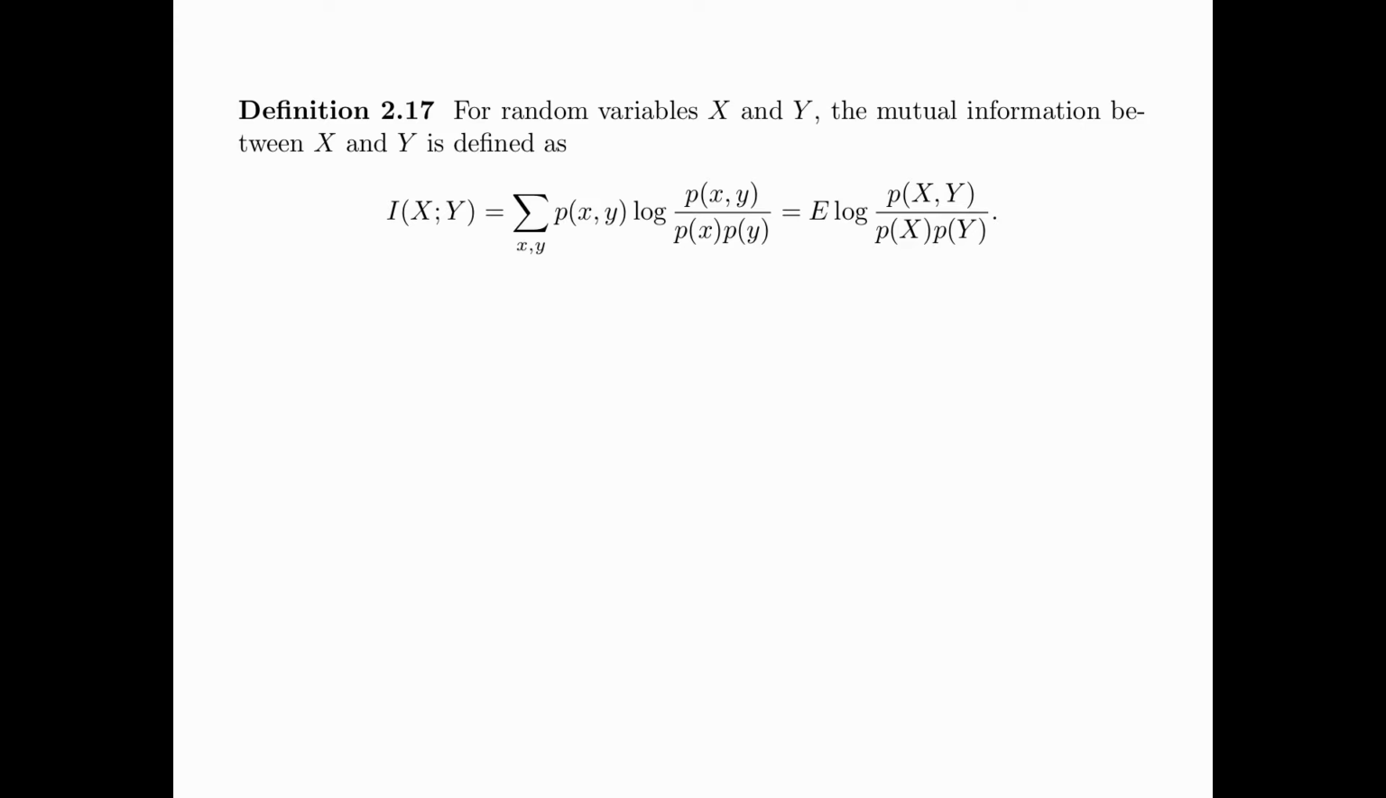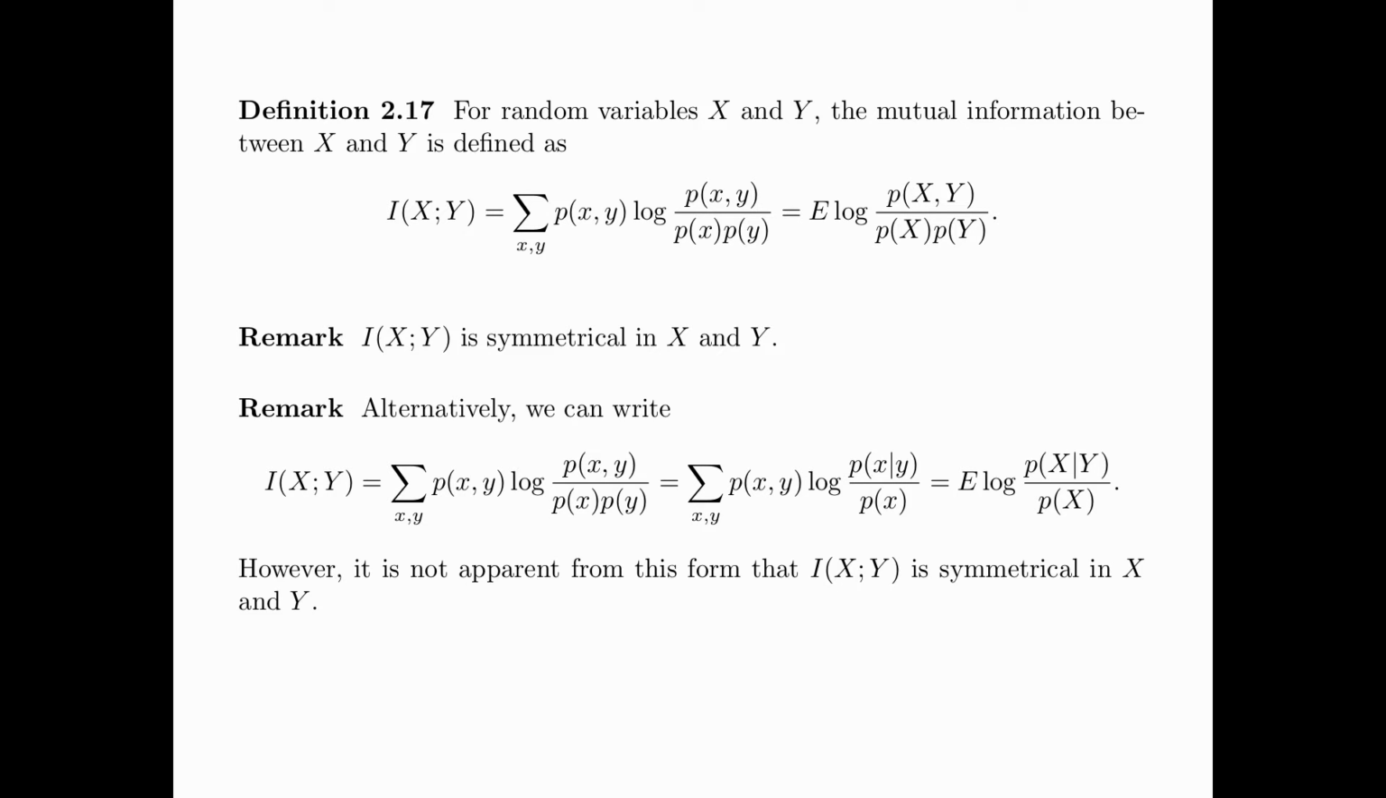Now we define the mutual information between two random variables. For random variables X and Y, the mutual information between X and Y is defined as I(X;Y) equals summation over x, y of p(x,y) times log of p(x,y) divided by p(x) times p(y). This can be written as expectation of log of p(X,Y) divided by p(X) times p(Y). Note that I(X;Y) is symmetrical in X and Y. This is evident from the formula for I(X;Y) given above.